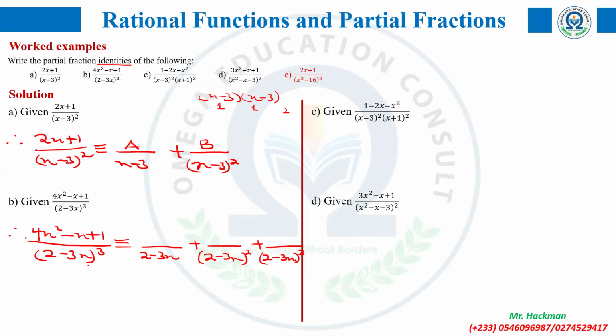So this is your repeated factor. 2 minus 3x is what? It's a linear factor. Am I right? Yes. Okay, so when it is linear, what do you think the numerator should be? A constant, is that not it? Yes. Okay, so each of their numerators will be a constant. So it will be A, B, C. All correct. Okay, very good.